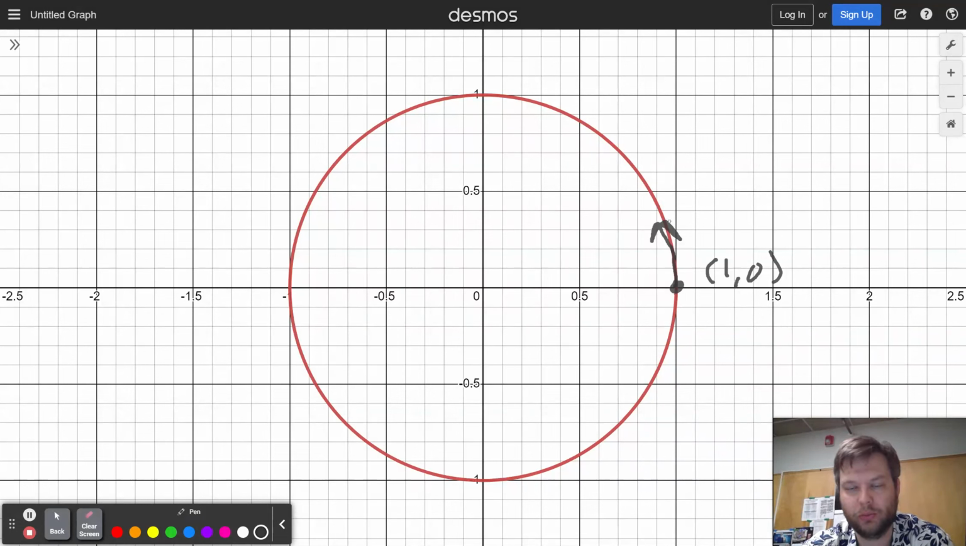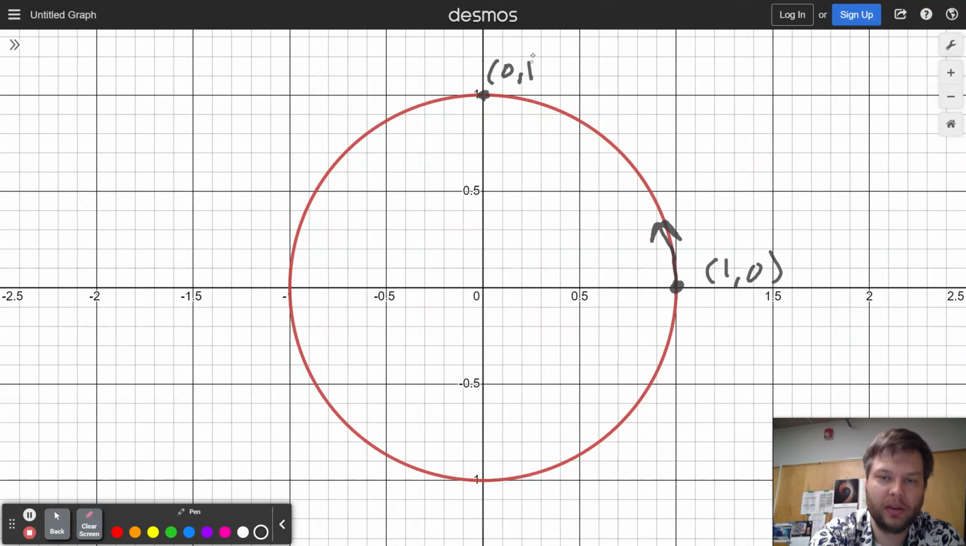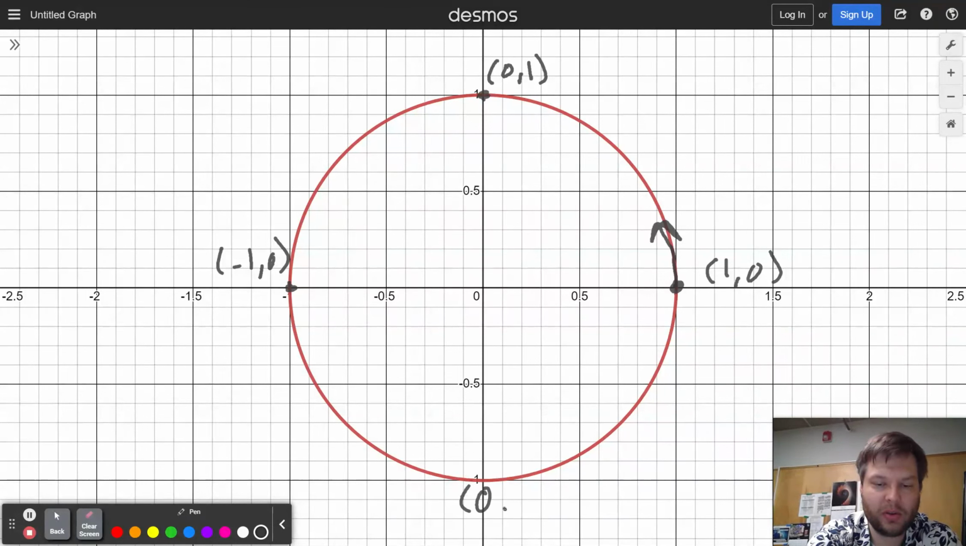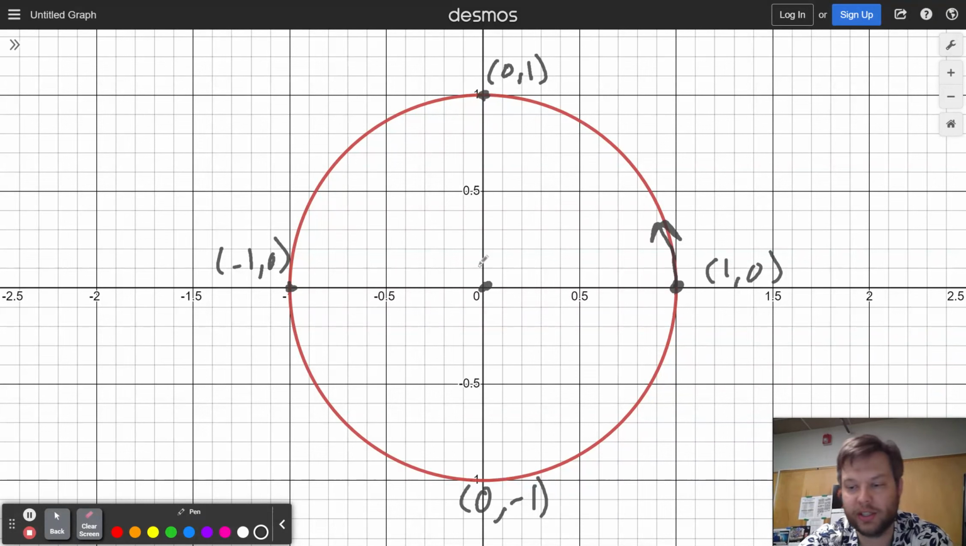I just labeled 1 comma 0. Up here, 0 comma 1. Over here, negative 1 comma 0. And these are pretty easy to find because the word unit circle just means the distance from the middle, the distance from the origin, is 1. And so if you go east, south, north, west, it's pretty easy to think, okay, it's just one step away, so it's going to be some combination of 1 and a 0.